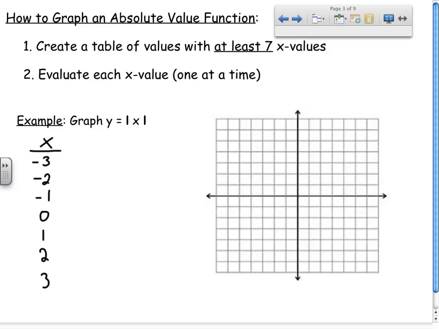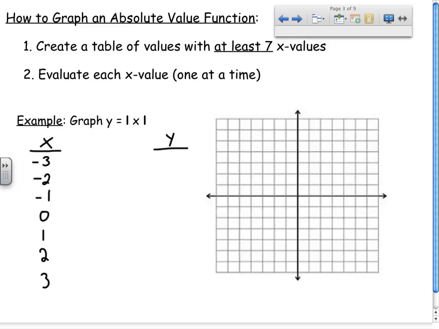A quick word of warning. Using 0 as your center will not always be correct. Sometimes the center of the graph will move, which you'll see in a few minutes. So I took care of my table. Now I need to find my y values that correspond. But in order to do that, I need to first evaluate each x value one at a time. So what I do is I substitute those values in to see what the absolute value comes out to.